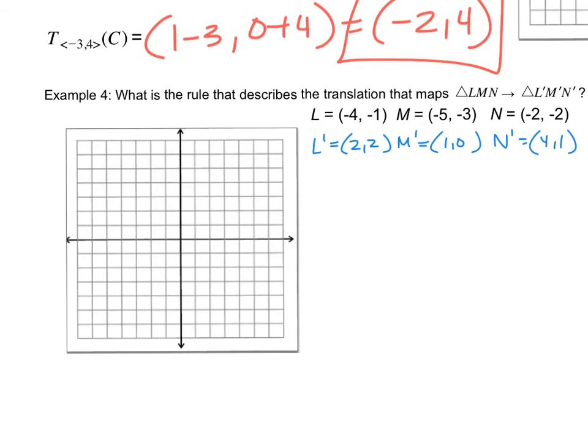So L is negative 4, negative 1. M is negative 5, negative 3. And N is negative 2, negative 2. So there's our first triangle. And then L prime, M prime, N prime, you have 2, 2. You have 1, 0. And 4, 1.